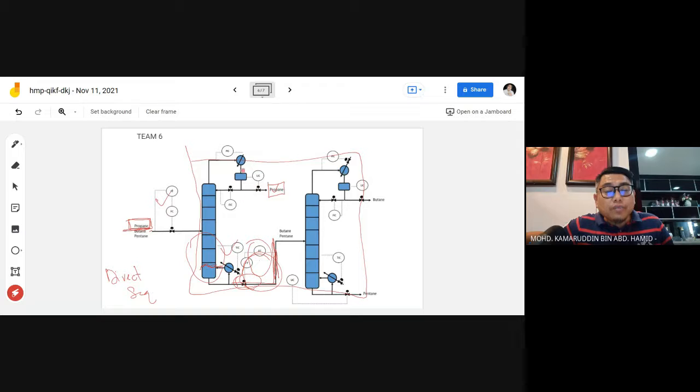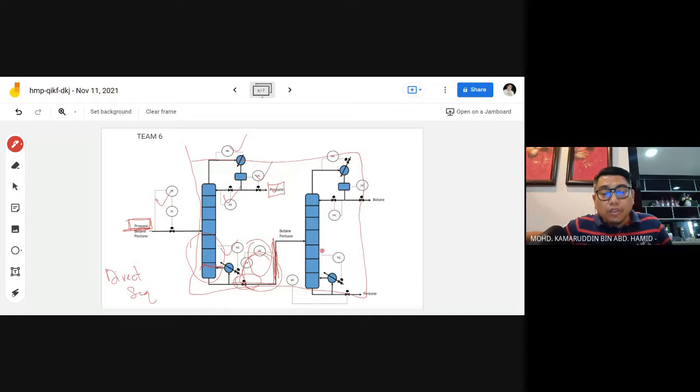Next, we go to the top of the column. Where did the control valve go? Okay, pressure control there at the top. Use this one instead. Okay, this is right, pressure control. Reflux drum level control, right? And this is reflux flow rate control, okay? So the first column is clear.